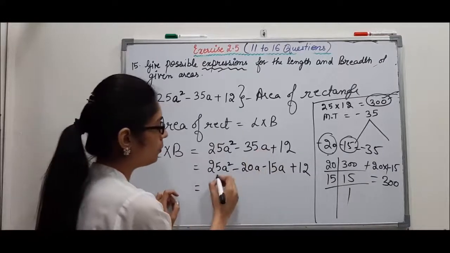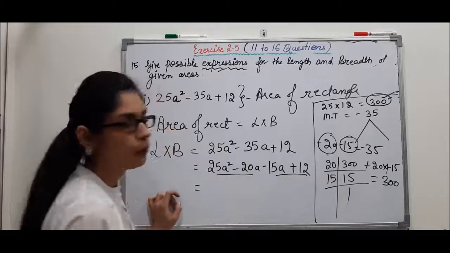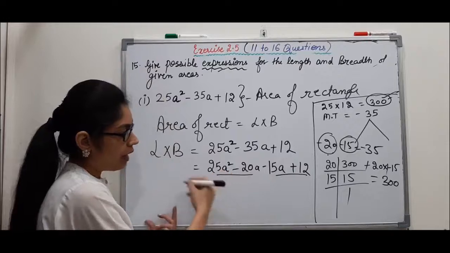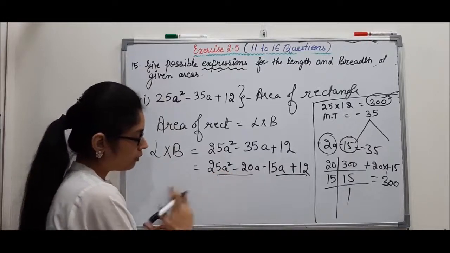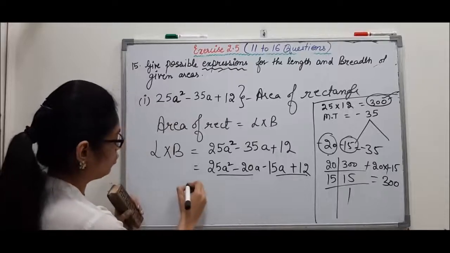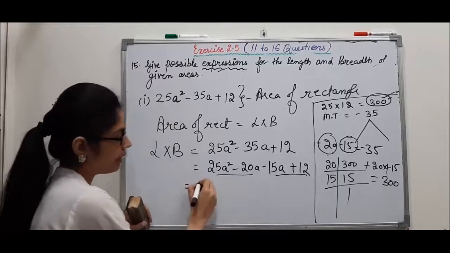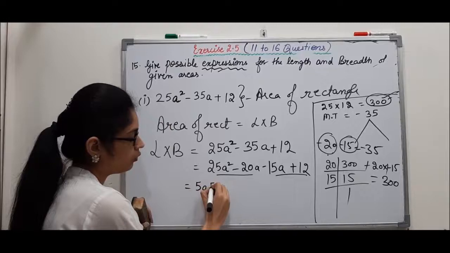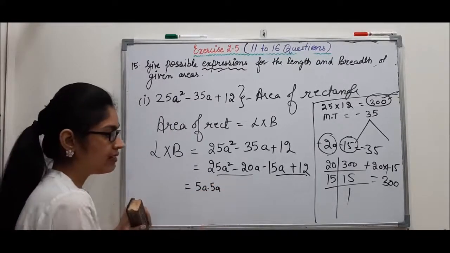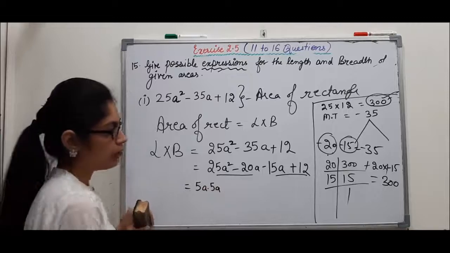Now we can make two pairs. This is one pair and this is one pair. So we have to take out common. If you want, in a short way we can write first. Short means like 25, we can write it as 5a into 5a. This 5 into 5 is 25, a into a is a square. So it will be 25a square.